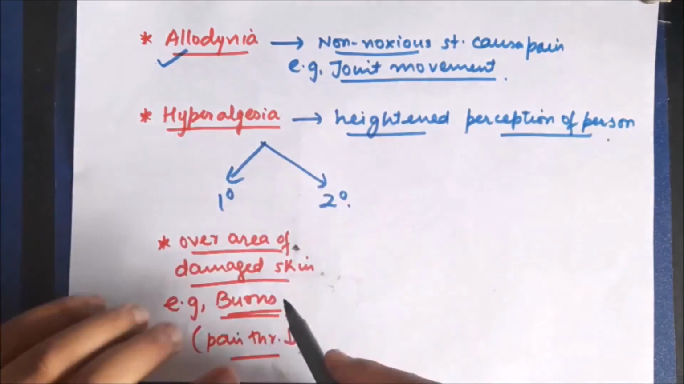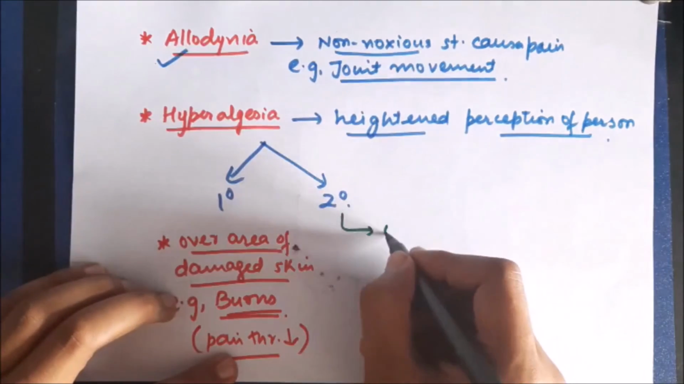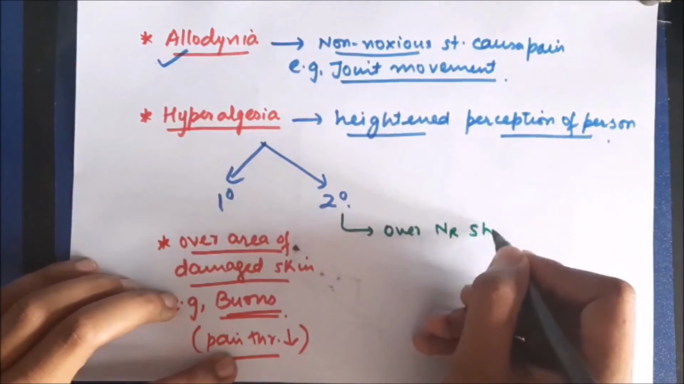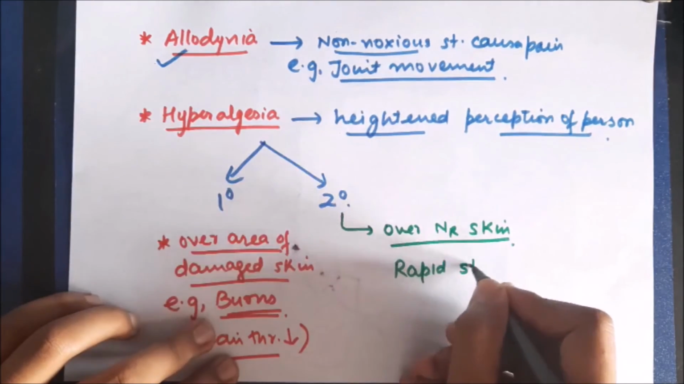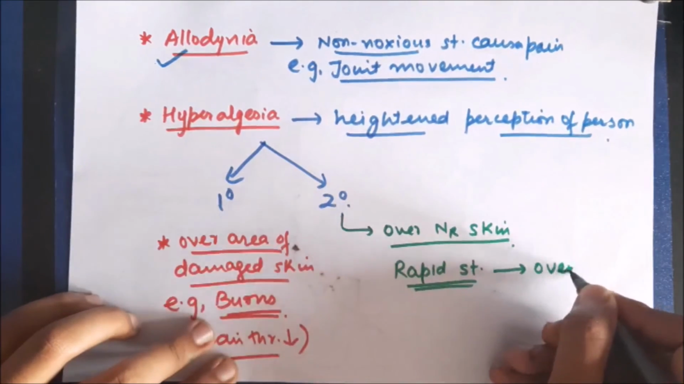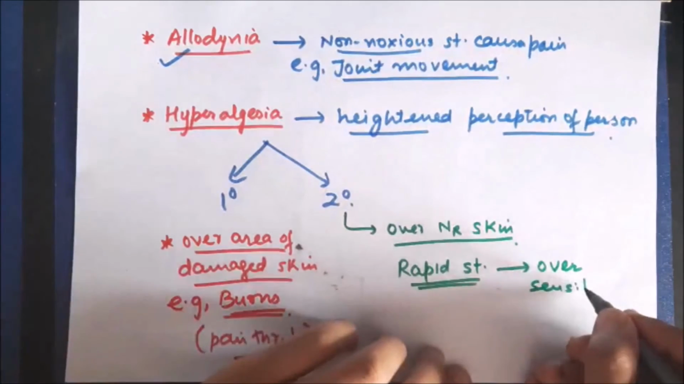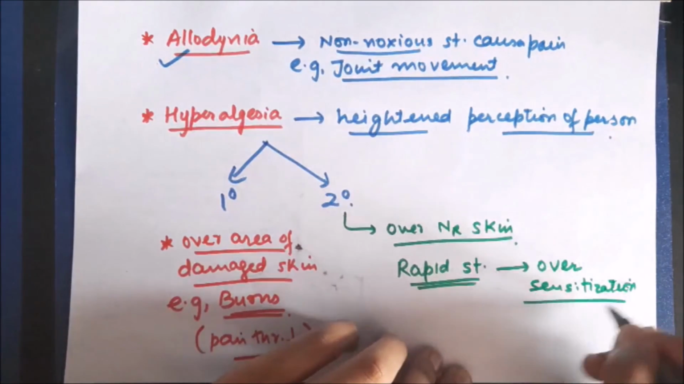Secondary hyperalgesia occurs when there is heightened perception of pain over normal skin. For example, if repeated painful stimuli are given to a portion of skin, there will be oversensitization of that part of skin, and that will result in hyperalgesia.